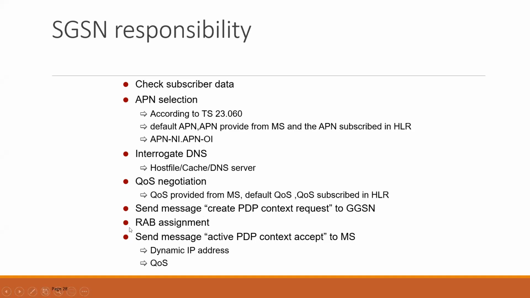Then RAB assignment, we discussed how RAB is requested. RAB assignment request is sent to RNC and response is received. Based on that, your user plane IPs are established and the quality of service is mutually agreed upon. Then you send an activate PDP context accept message to MS, where you will give the MSID, the dynamic IP address, and the quality of service information.